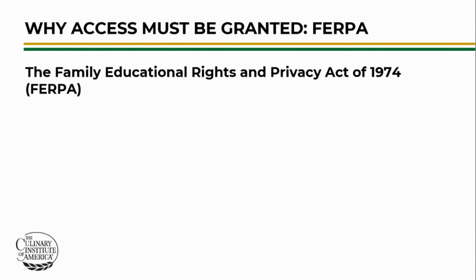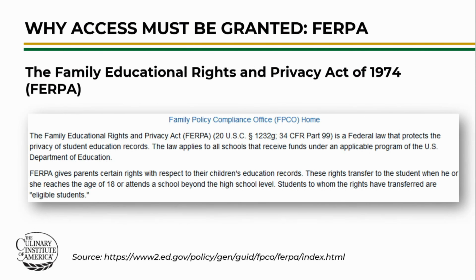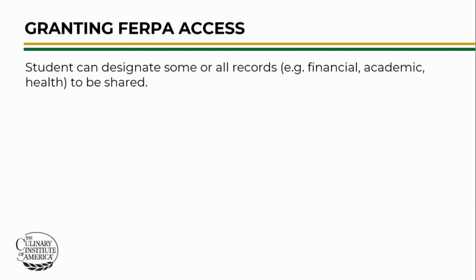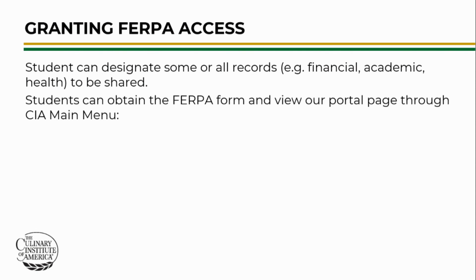The first access, called FERPA, relates to the Family Educational Rights and Privacy Act of 1974. It's actually a government regulation. The school cannot disclose information on a student without express written authorization from that student. That protects the student's information, personal information. So granting this type of access, students can designate some or all of their records, financial, academic, health services related, to be shared.